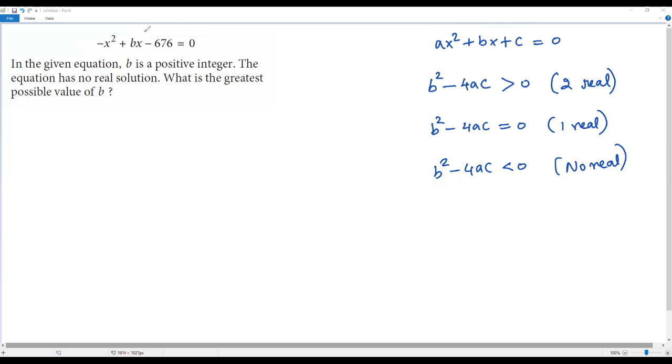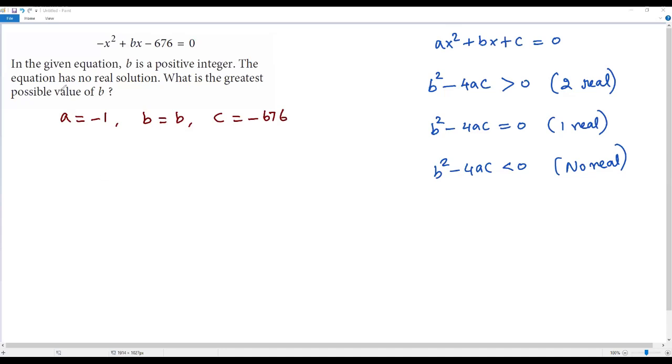Okay, now let me take the steps over here. But before that, we have to know the values of a, b, and c. Now let's compare the given quadratic equation with ax squared plus bx plus c equals 0. What do we get for a? A is the coefficient of x squared, which is clearly negative 1. So the value of a is negative 1. And now b. B is the coefficient of x. In our equation, the coefficient of x is the same b. Now c is the constant term, which in our quadratic equation is negative 676.